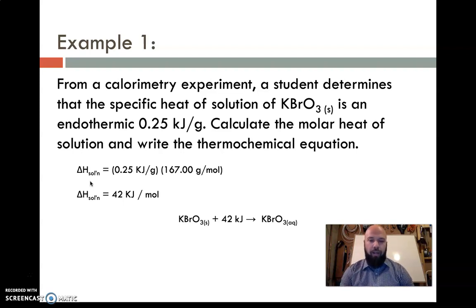If you had a reaction where there was a coefficient in front, then you would have to multiply this value by that coefficient. Notice here it's just kilojoules and here it's kilojoules per mole. You have to keep the units, be careful with the units to make sure that they're accurate.